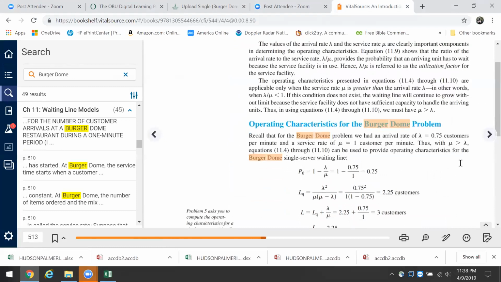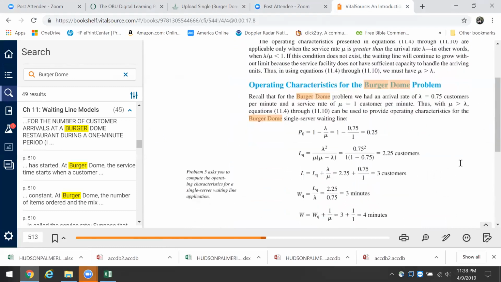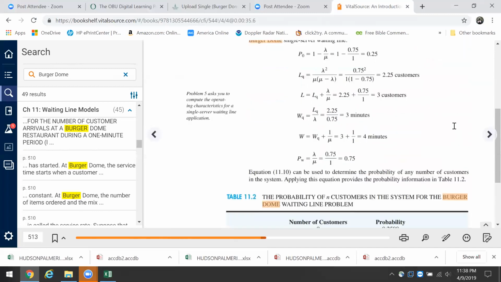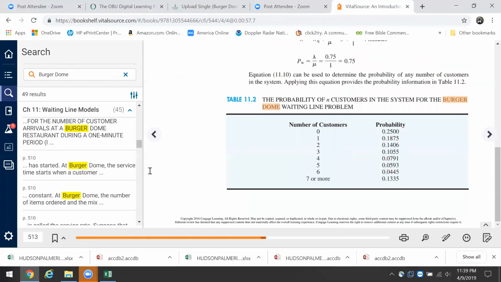And they then walk us through the operating characteristics for Burger Dome. And you remember, we have a single server waiting line. So we have people who arrive and they're waiting. We have people who are being served. And the people waiting and the people being served are the number of people in the system. Okay? And because we do first come, first served, the next person in line is taken care of. And they work this all out for us in terms of customers and in terms of minutes. And here's the probability of the number of customers in the system for the Burger Dome waiting program. In other words, here are the probabilities that we'll have 0 customers all the way up to 6 and then 7 or more.